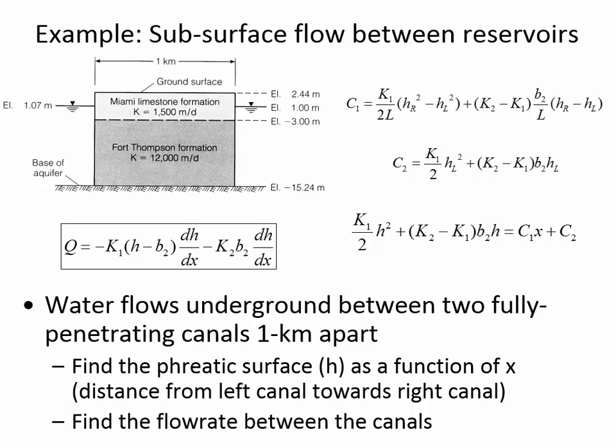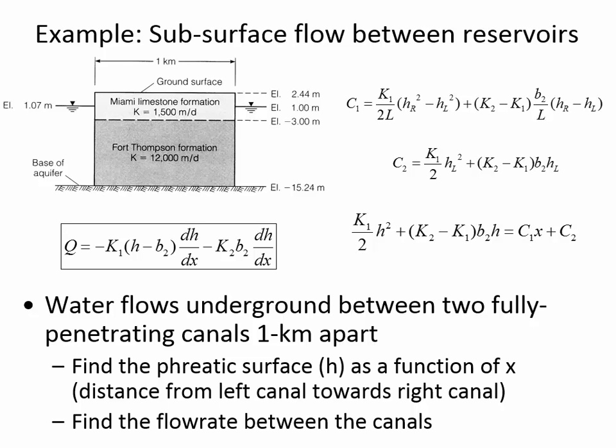So this is subsurface flow between reservoirs. We're given the elevation of the water surface on the left and the elevation of the base of the aquifer. Let's first find HL and HR. The total height of the water on the left is the 1.07 elevation specified minus 15.24 meters, so that's 16.31 meters.